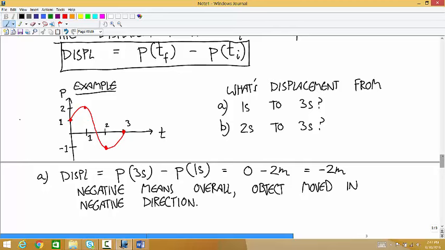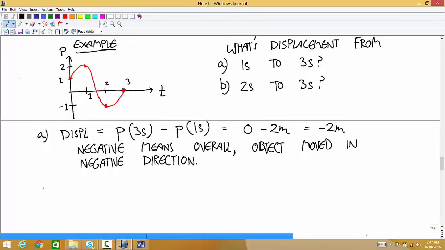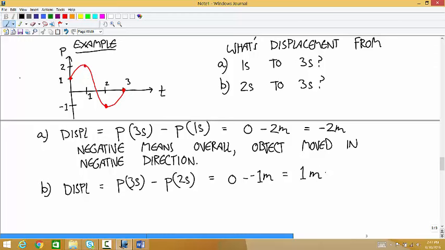So now we want to do the same thing from 2 seconds to 3 seconds. So this time the displacement is the position at 3 seconds minus the position at 2 seconds. What's the position at 3 seconds? 0 again. What's the position at 2 seconds? Negative 1, so we're going to do minus negative 1 meter. And so this time, we have positive 1 meter as the displacement. So from 2 seconds to 3 seconds, the object overall moved in the positive direction.